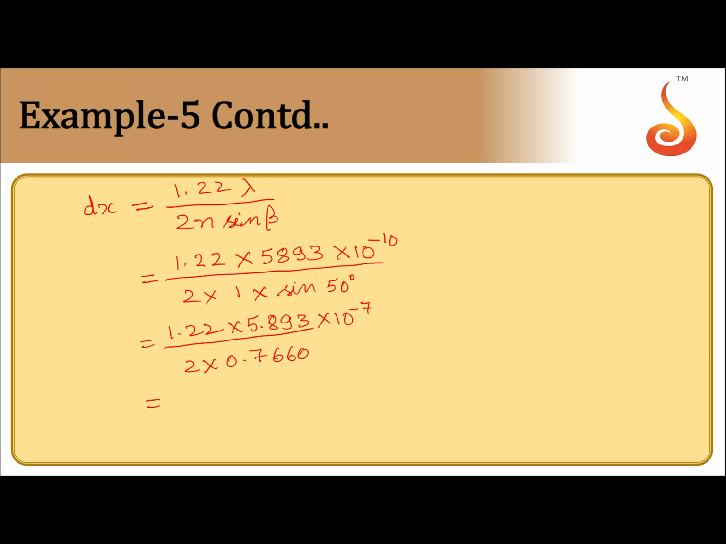Now calculate this. 1.22 into 5.893, divided by 2, again divided by 0.7660, that will give you 4.69 into 10 to the power minus 7 meters.